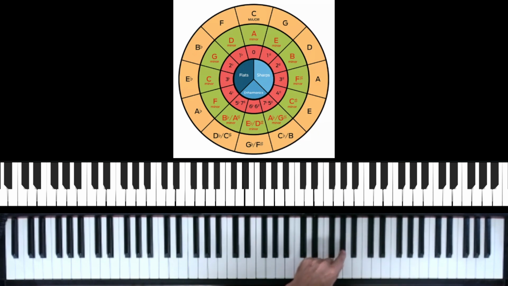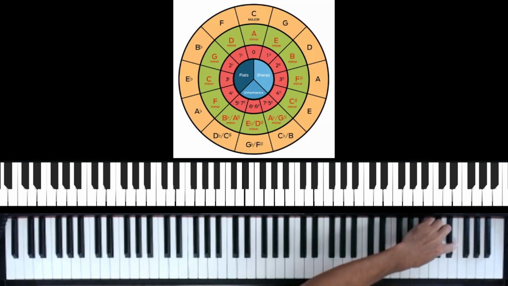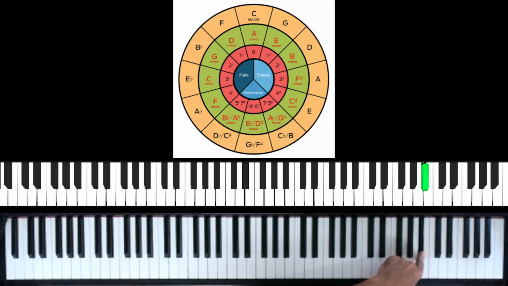It's going to have 4 flats in it. Count up 5 from there. 1, 2, 3, 4, 5. That lands us on E flat, which is going to have 3 flats in it. Count up 5 from there. 1, 2, 3, 4, 5. That lands us on B flat. That's going to have 2 flats in it. Those 2.